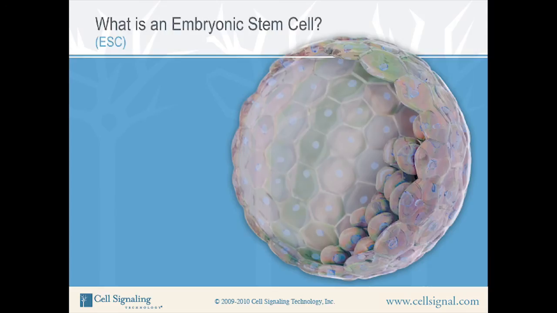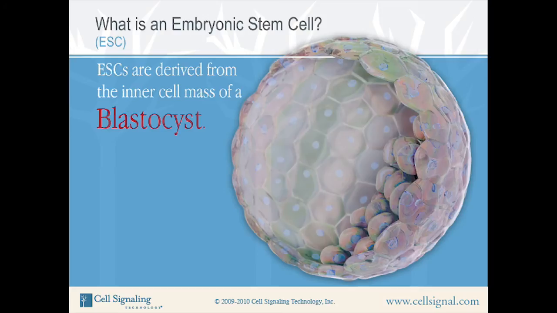What is an embryonic stem cell? Embryonic stem cells, also called ESCs or ES cells, are cells derived from the inner cell mass of a blastocyst. Looking at the figure on the right, a blastocyst is a structure formed early in embryogenesis, after fertilization, but before implantation into the uterine wall.